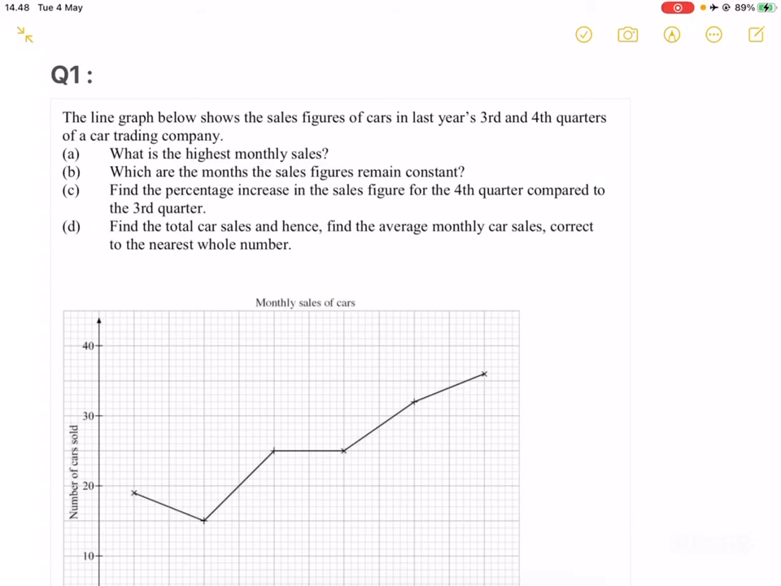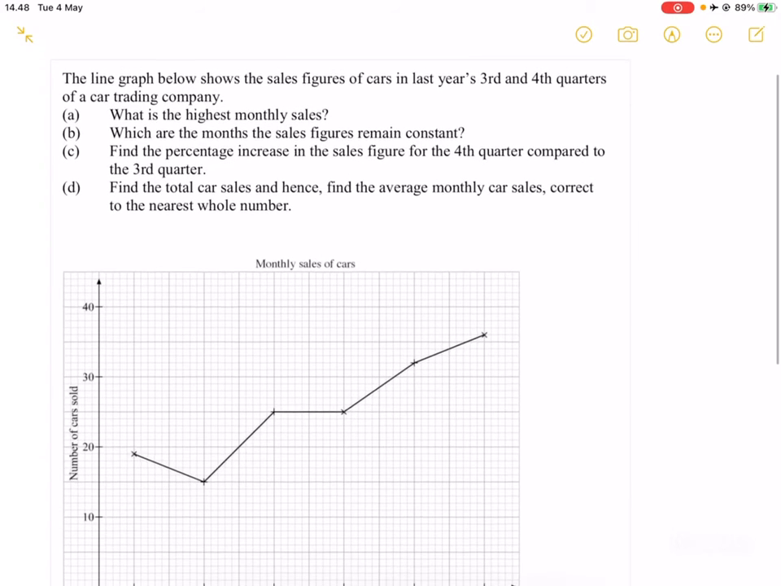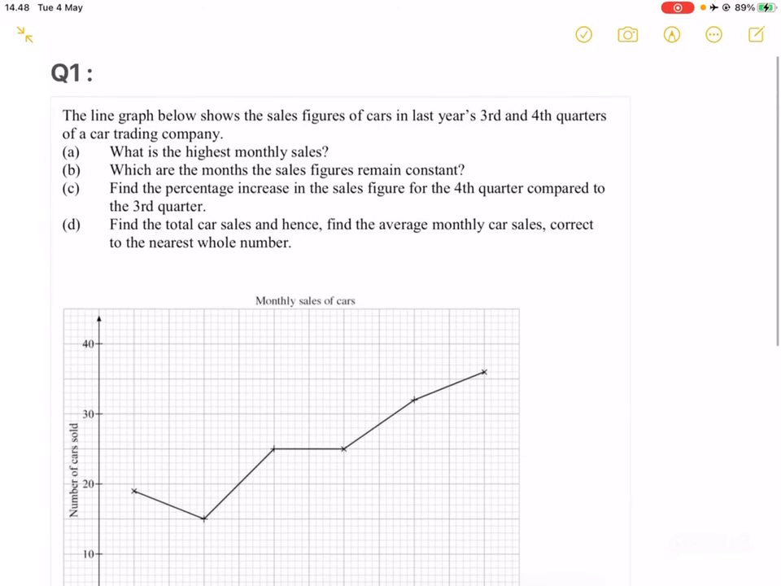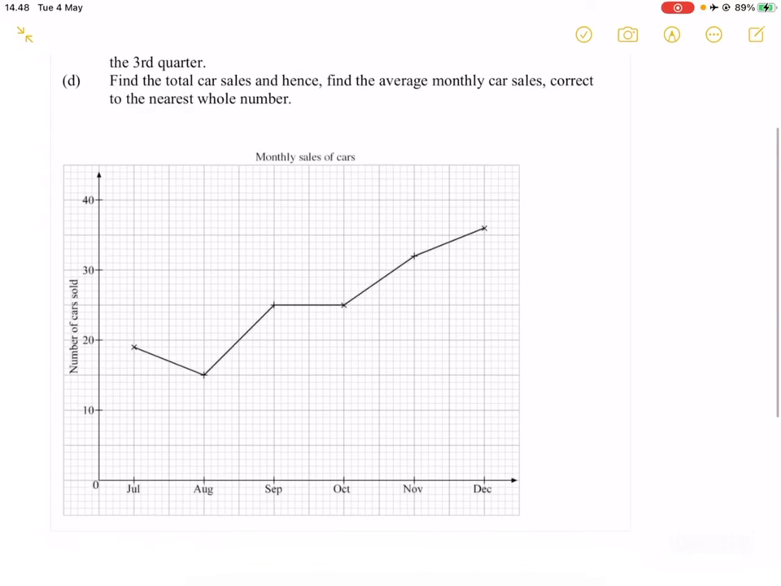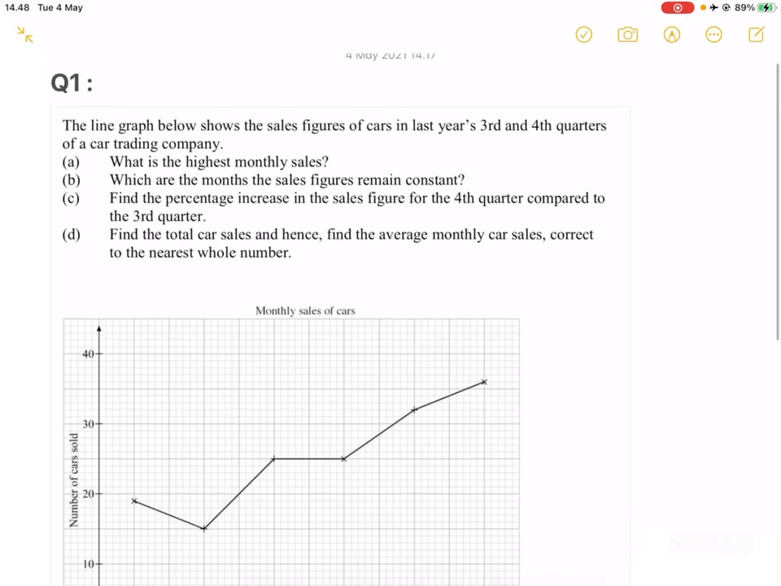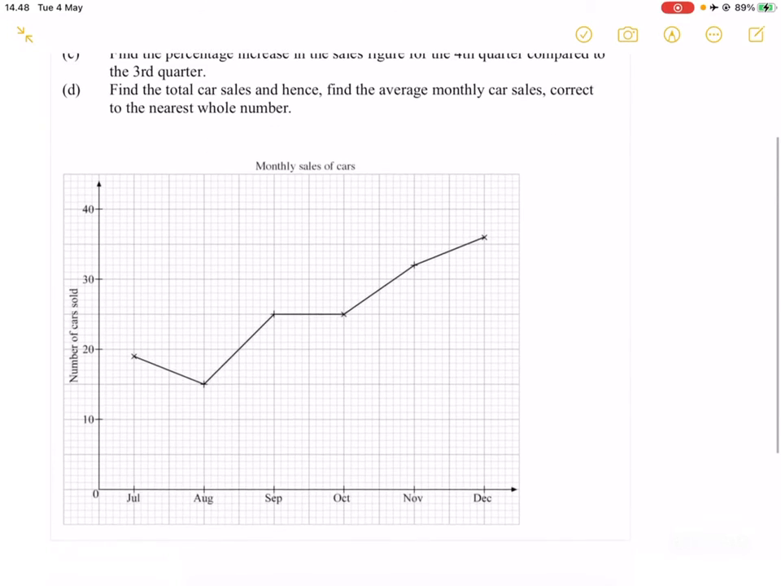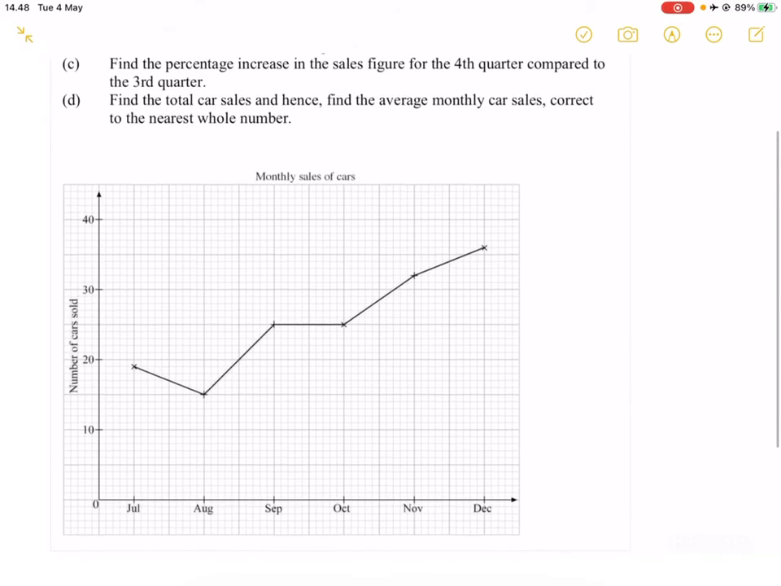Here's question 1. The line graph below shows the sale figures of cars in last year's third and fourth quarters of a car trading company. And what the question means by the third and fourth quarters of a year is that a third quarter means the months July, August, and September, while the fourth quarter will be October, November, and December.